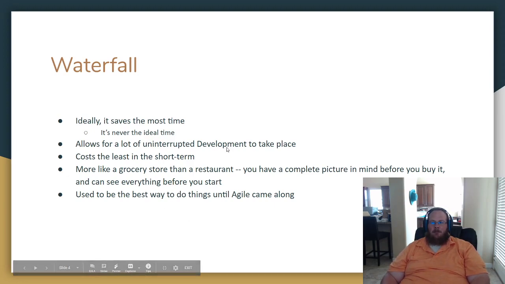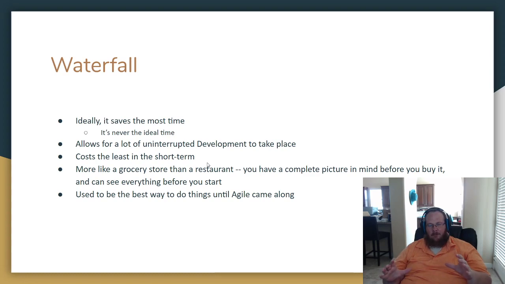Waterfall is more like a grocery store than a restaurant. Before you really get into it, you have a good, clear picture of all the things that you're going to be using. At a restaurant, you go there and you have an idea in your mind, but you're not holding the ingredients. And so that's where that differs. It used to be the best way to do things until Agile came along. I don't think that Agile is any better than Waterfall, but a lot of people seem to like it.